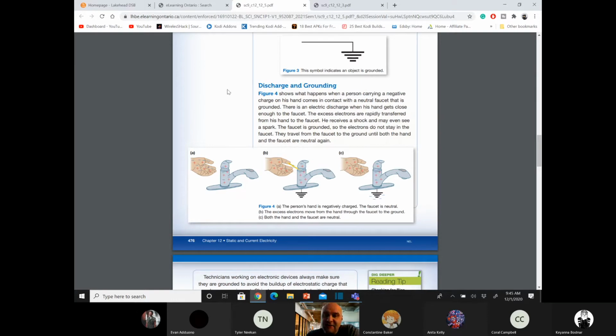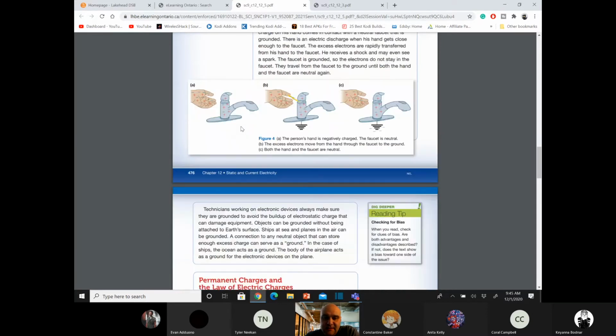Figure 4 shows what happens when a person carrying a negative charge on his hand comes in contact with a neutral faucet that is grounded. So here we go. There is an electric discharge when the hand gets close enough to the faucet. The excess electrons are rapidly transferred from the hand to the faucet. He receives a shock and may even see a spark. The faucet is grounded, so the electrons do not stay in the faucet. They travel from the faucet to the ground until both the hand and the faucet are neutral again. So that's exactly what I was talking about.